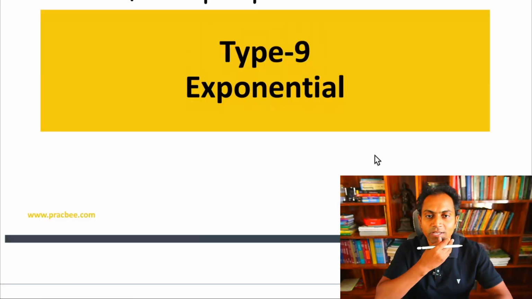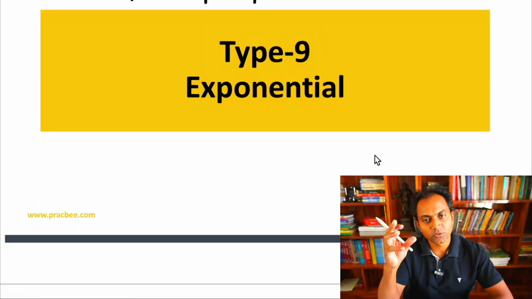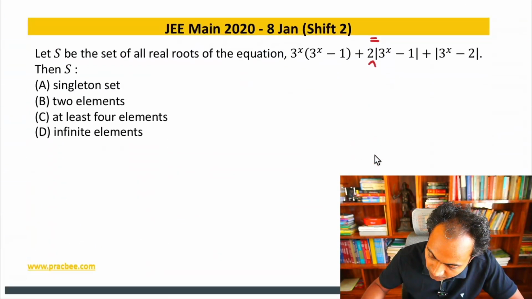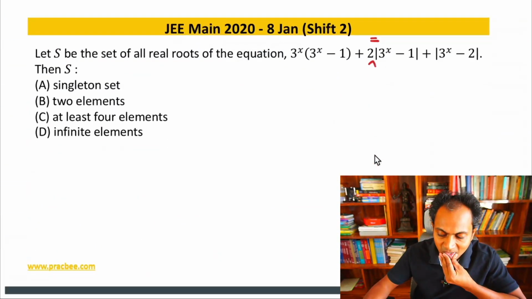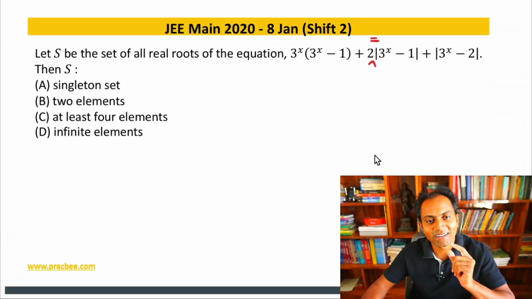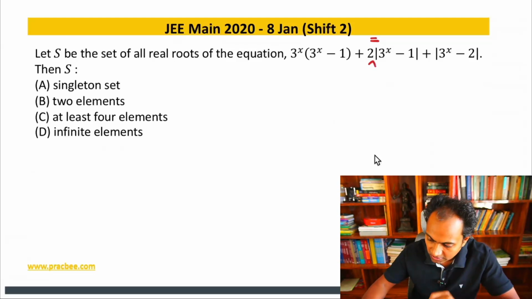Type 9 questions are based on the intersection of exponential functions, equations and sets. Now let us look into this question that was asked in 2020. You can see that you have been given an exponential equation mixed with a modulus equation, and they are asking the answer in terms of set theory. So let us do this.